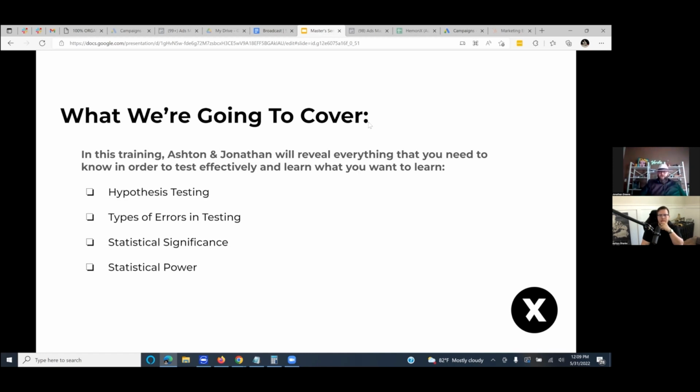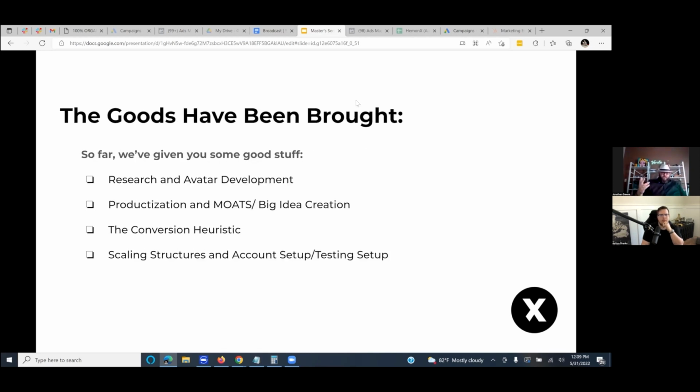And that's very, very important to all the other things that we've said so far, which are, we started with episode 1 and we talked about research and avatar development. And then in episode 2, we looked at how to take that research and roll that up into big ideas and productization. And Ashton taught on his concept of moats, which, if you missed it, man, it sucks so bad to be you, because that was a master's level class in productization, in my opinion. So we covered that. And then we talked about the conversion heuristic, which is how we know what we should test. So that was an important concept.